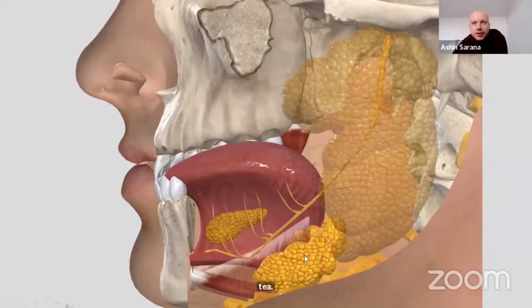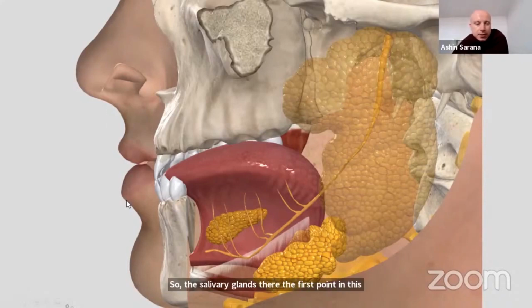So the salivary glands, they are the first point in this process. Salivary glands help you break down the food into smaller parts.